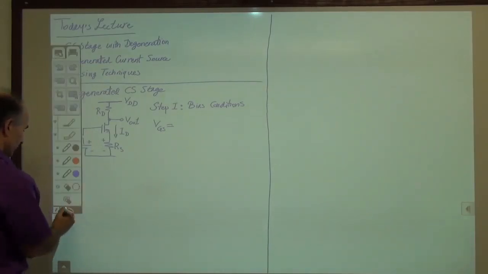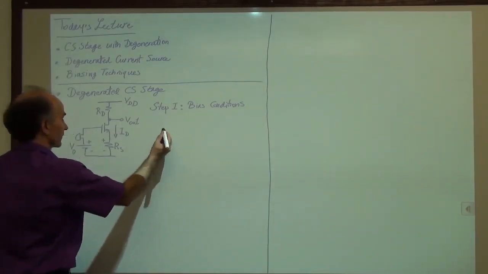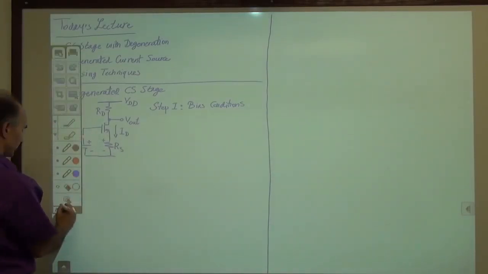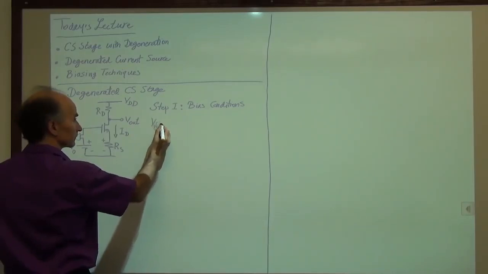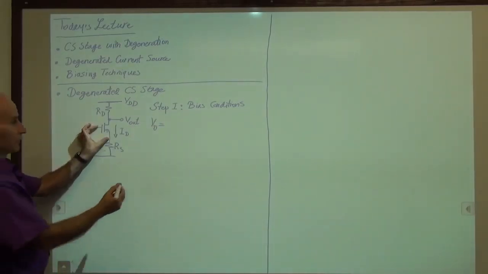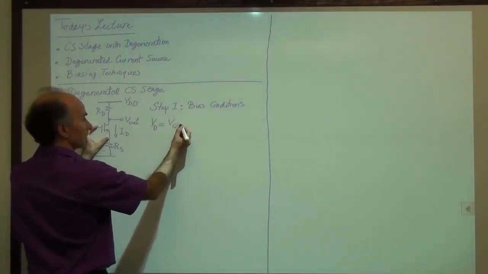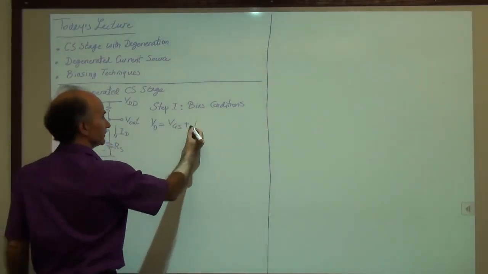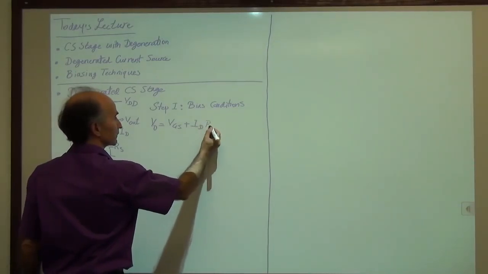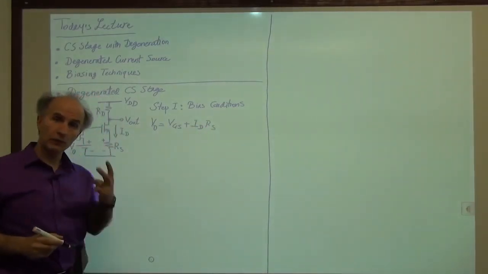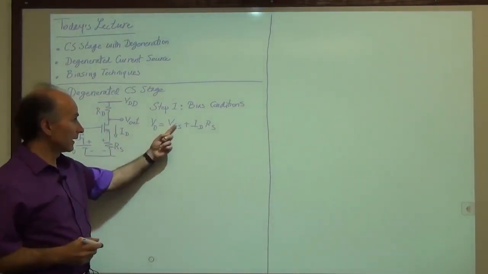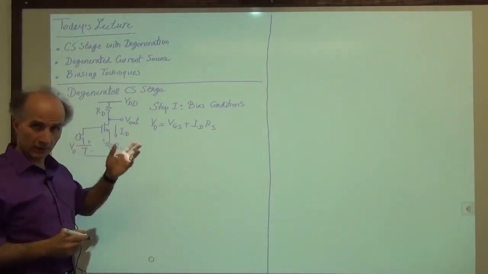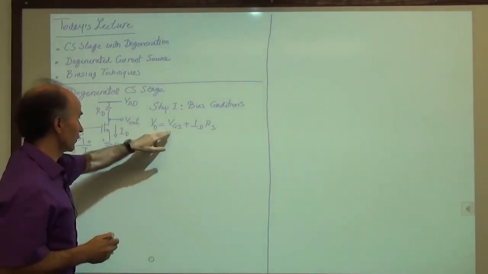Therefore, the KVL gives me V0, this voltage, is equal to this voltage, VGS, plus this voltage, ID times RS. In this equation, we have two unknowns, VGS and ID. V0 is known, it's the battery we have connected, RS is known, everything, so it's just ID and VGS.